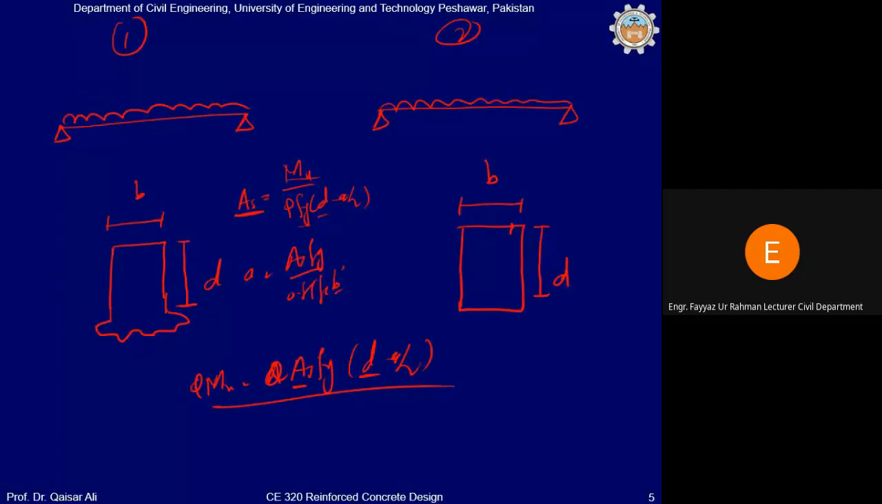But now you can see that there is a difference in the shape of the two sections. Both sections are having different shapes, but the design remains the same. So what did you conclude from this?